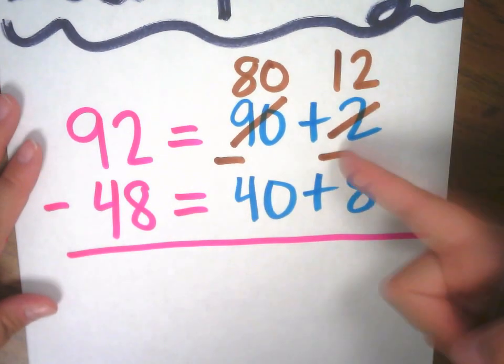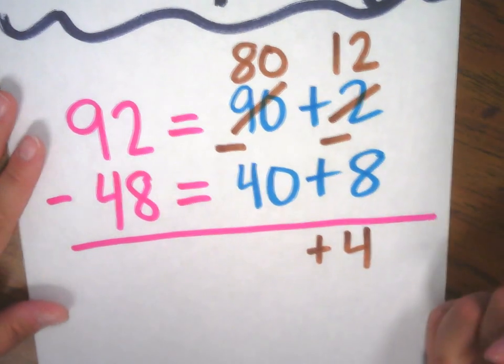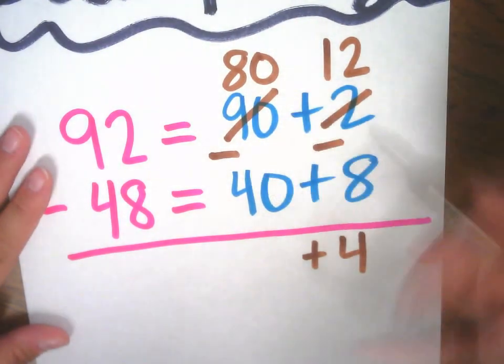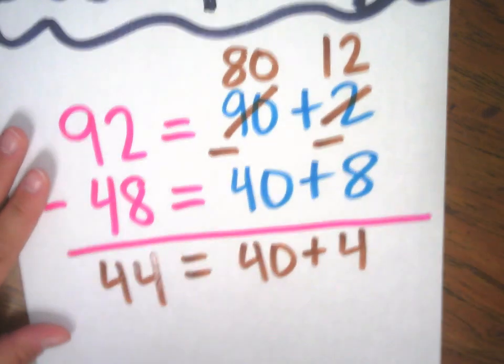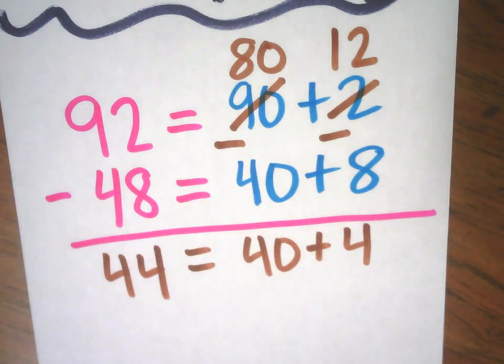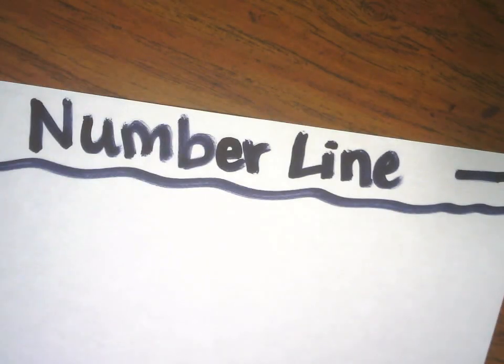So now I have 12 minus 8, which is 4. I bring that plus sign down because we are doing expanded form. And then 80 minus 40 is 40. And we put them back together and we get 44. That is decomposing. The next one, we're going to do a number line. We have 2 more. Number line and vertical way, and then we will be done.